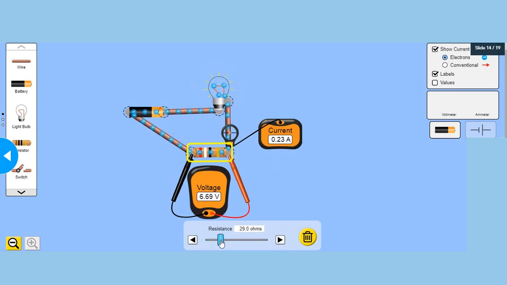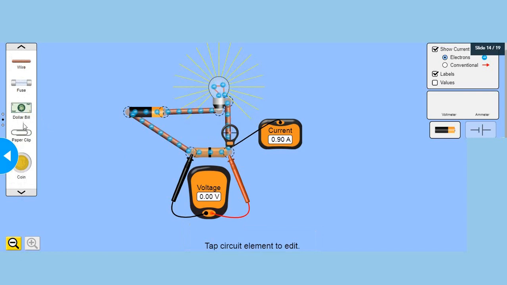However, if we move it now to the other side, making the resistance less than what it was, or even zero, we find that the illumination representing the current has become more. The current itself has become more. I hope you can enjoy having many experiments using more tools like switches, like coins, like fuses and paper clips, dollar bills, to see how much resistance all of these have.